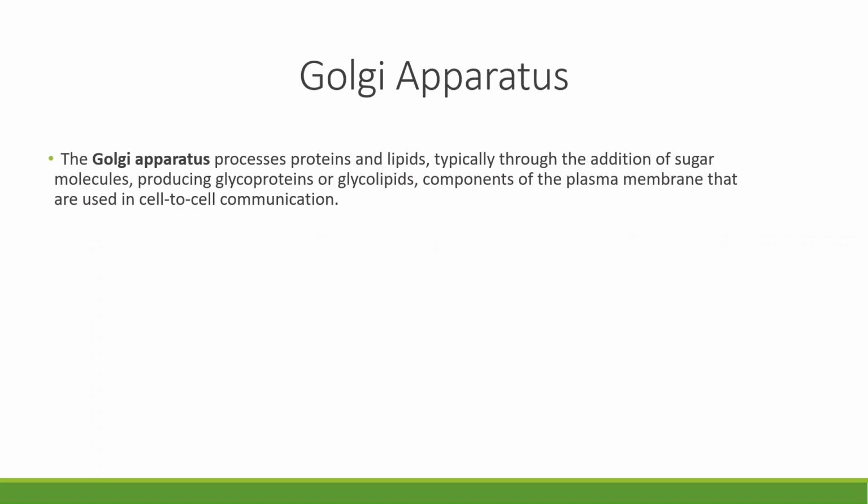The Golgi apparatus processes proteins and lipids. Now, it's not breaking down proteins and lipids like we saw with lysosomes and peroxisomes. It's just processing them before they can go on and do further tasks in the cell. Typically, it does this by adding sugar molecules to lipids or proteins to synthesize glycolipids or glycoproteins. This process is called glycosylation, which means the addition of a sugar molecule. These molecules are very important as components of the plasma membrane and are used in cell-to-cell communication.